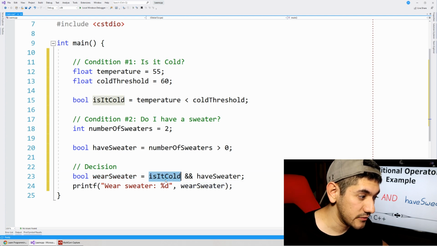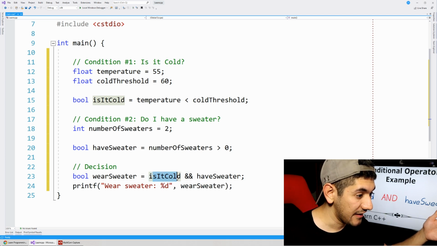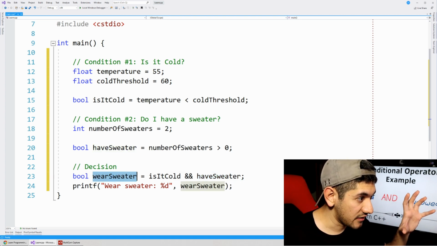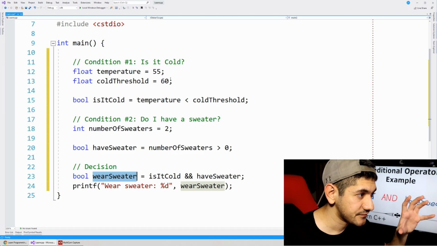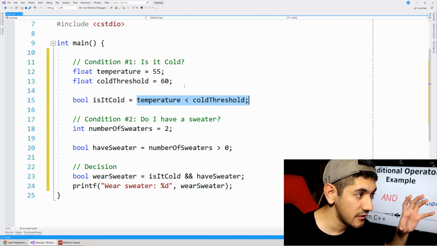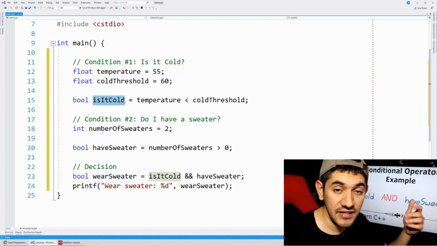Remember, with the and operation, you require both to be true in order for it to yield true. So if it's not cold, then I'm not going to wear a sweater. And if I don't have a sweater, then I'm not going to wear a sweater either. If we look at the information that we have, the first condition, temperature less than cold threshold, meaning 55 less than 60, that's true, right? So the value of isItCold is true.